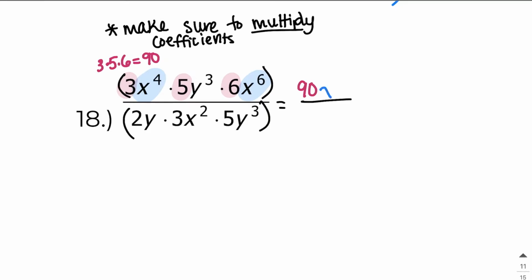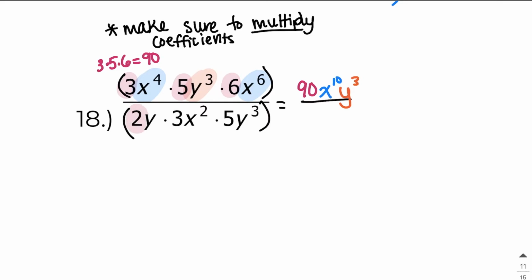So 4 plus 6 is 10. So this is x to the power of 10. And then we also have this y, and this is y to the power of 3. Now there's no other y, so I would just write that down. Now I want to do the same thing in my denominator, okay?